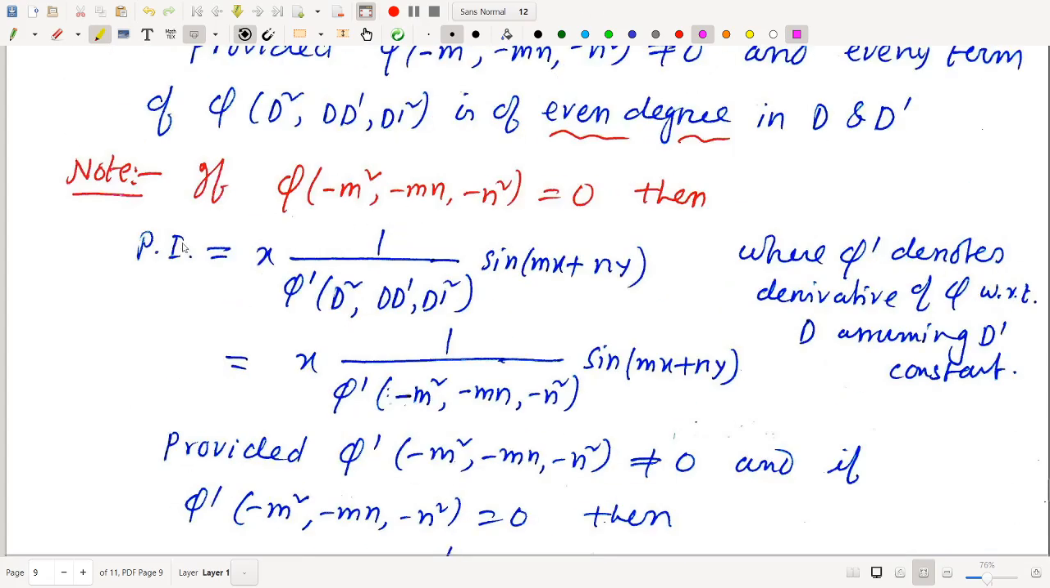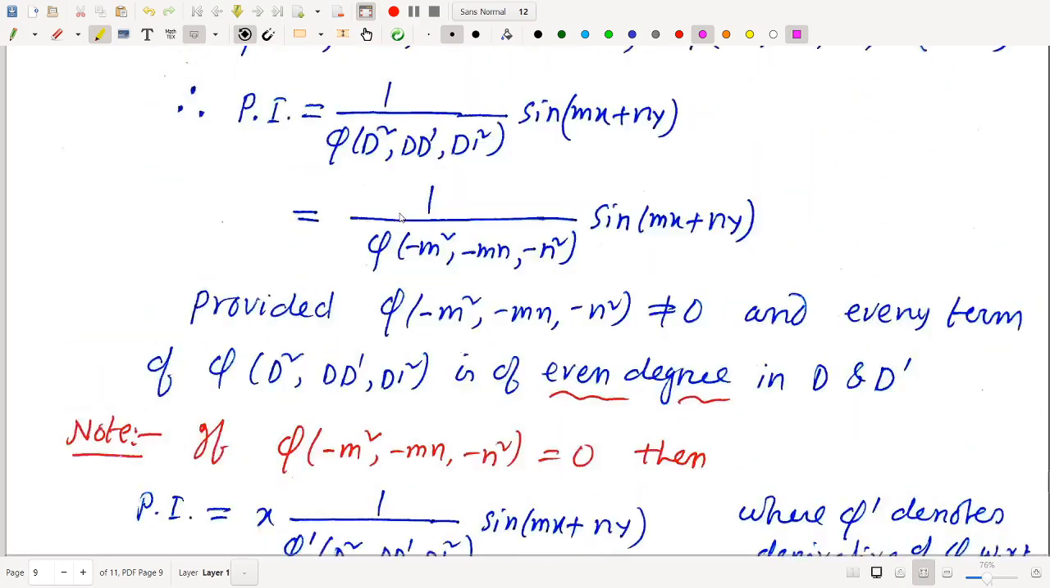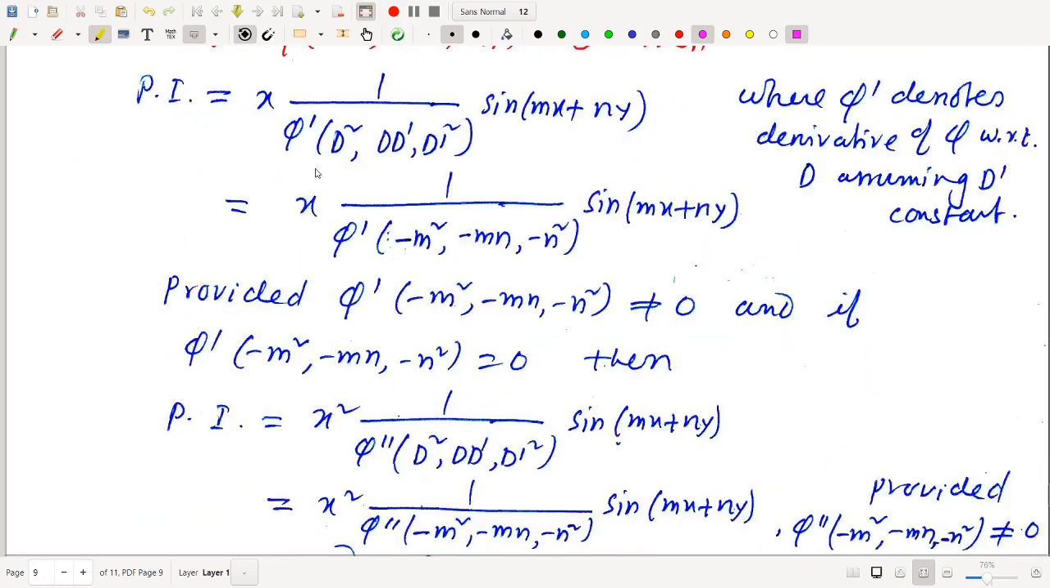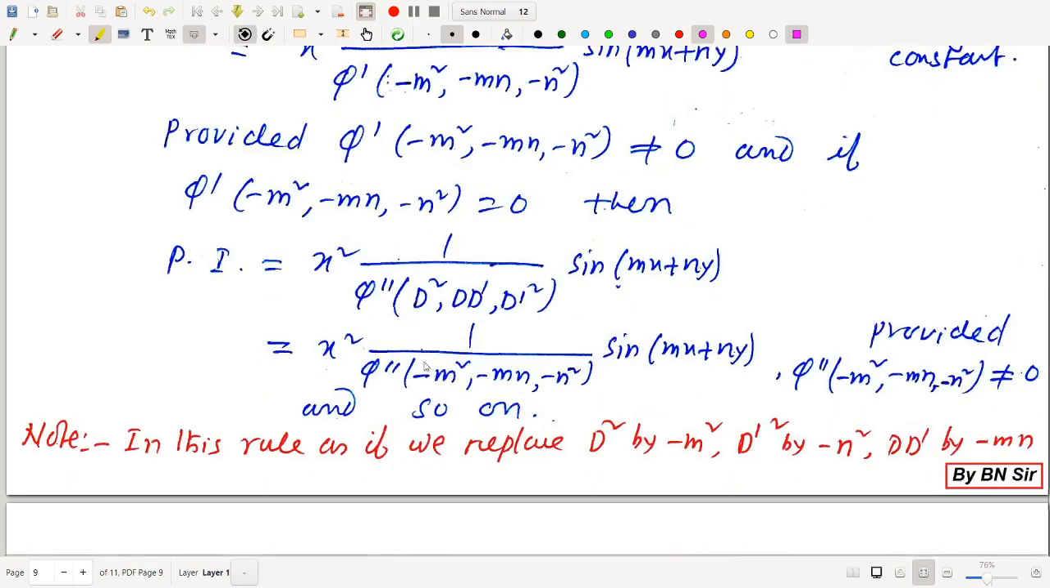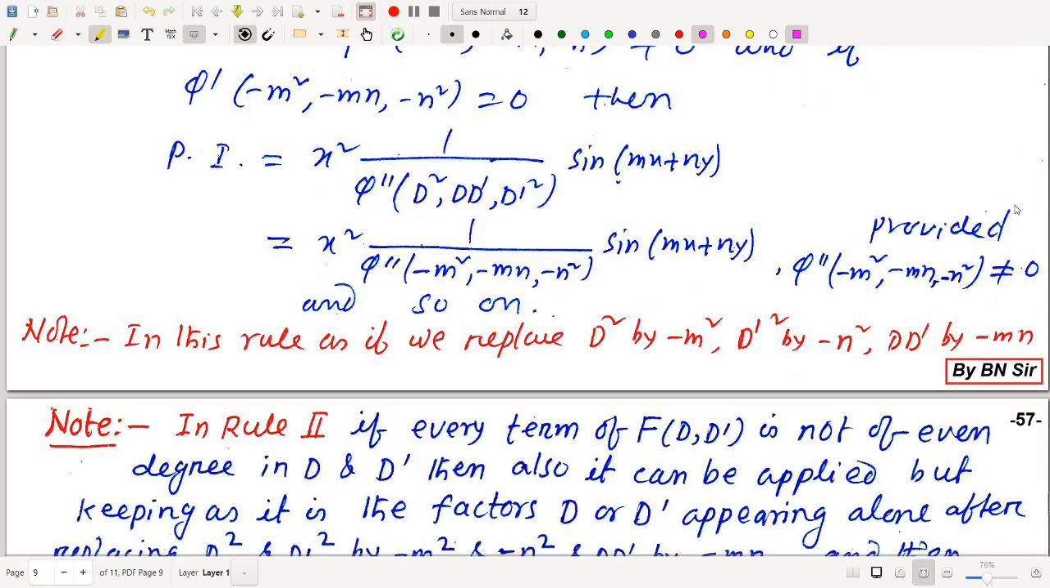As before in the previous note, PI will be: give one x to the left side and differentiate this phi function with respect to D, phi dash of D square, D D dash, D dash square, sin of mx plus ny, where phi dash denotes the derivative of phi with respect to D assuming D dash constant, that is the partial derivative of phi with respect to D, and then replace D square by minus m square, D D dash by minus mn, D dash square by minus n square, provided this phi dash value is not equal to 0. And if the phi dash value is 0, then again give one x to the left side, again differentiate, phi double dash, and then replace as usual, and the process continues.